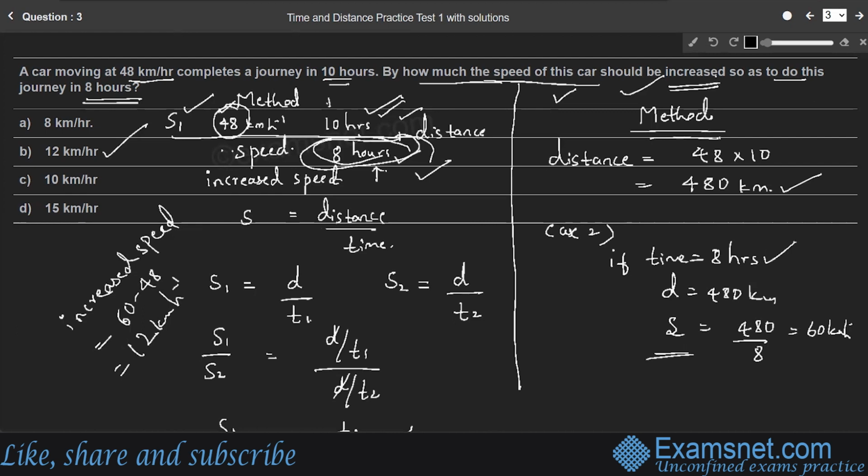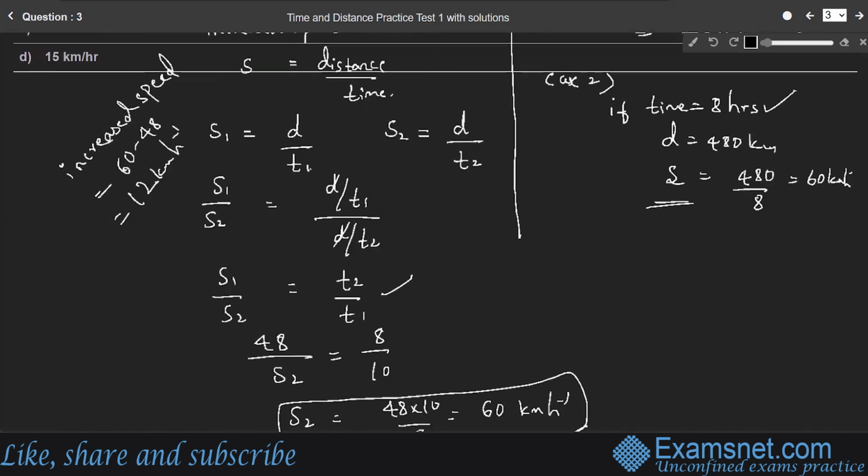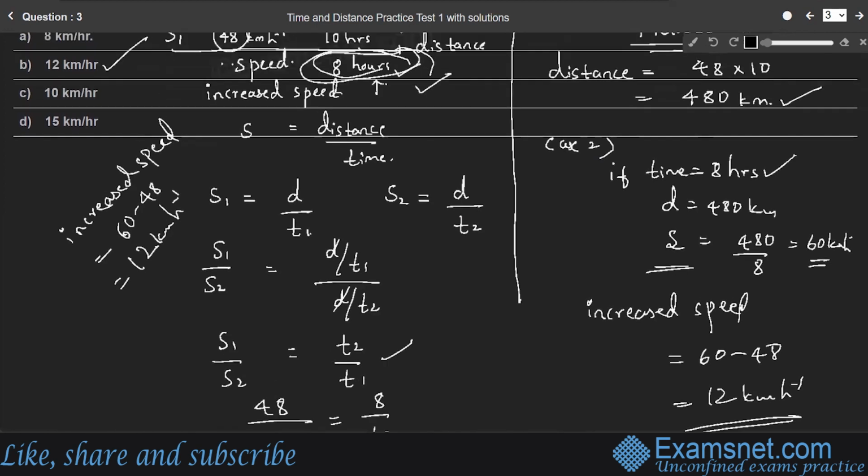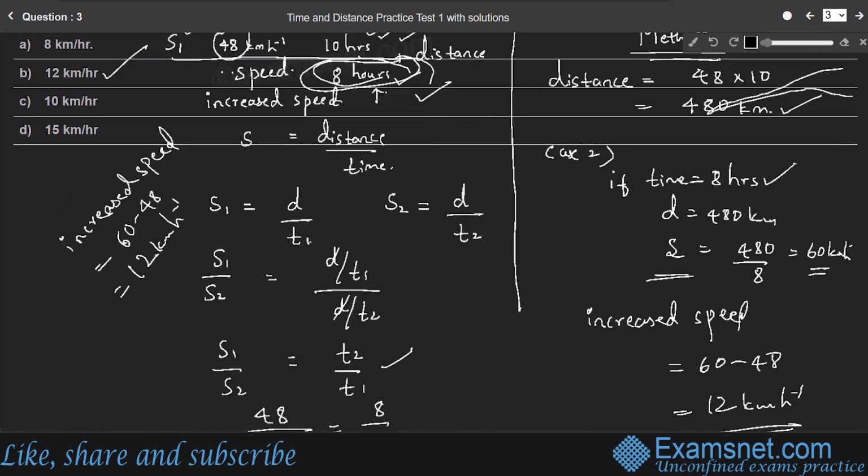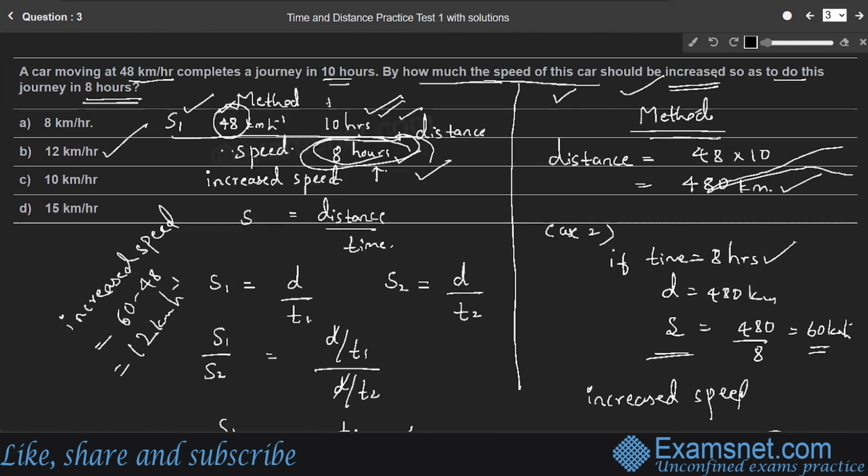So what is the increased speed here? Originally it was 48 kilometer per hour. In the second case it is 60 kilometer per hour. So increased speed is equal to 60 minus 48, which is 12 kilometer per hour. So the speed of the car should be increased by 12 kilometer per hour so that it takes less time, that is 8 hours, right? Option B is the right answer.